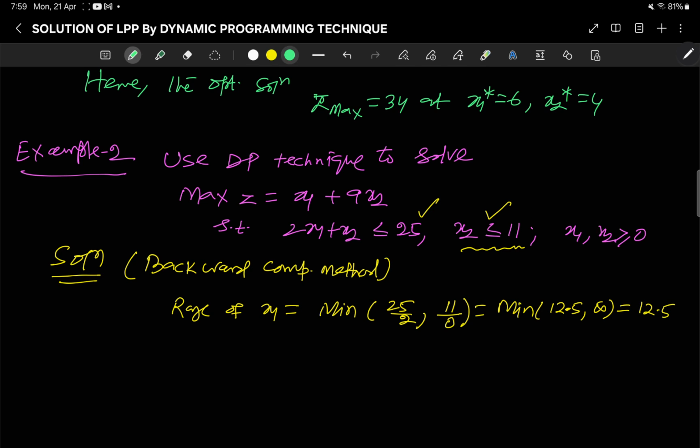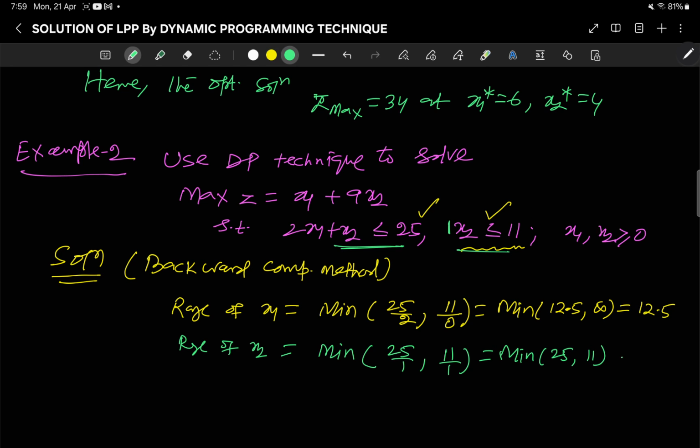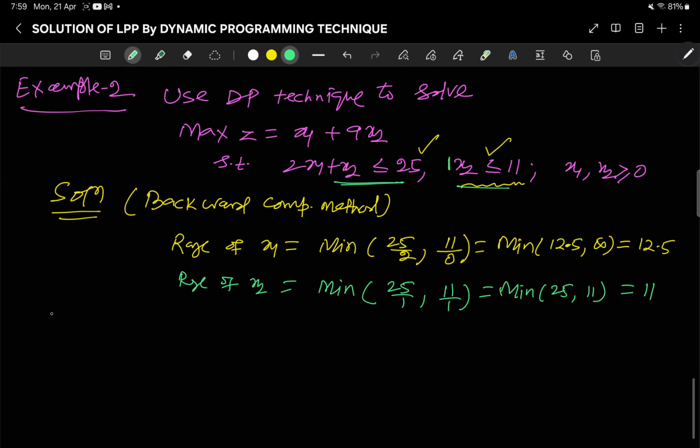And what about x2? The range of x2 is the minimization of the y-intercept putting x equal to 0, which is 25 by 1, and with the coefficient 1 for x2 it is 11 by 1. So this is the minimization of 25 and 11, which is equal to 11. Okay, so now my stage 2.